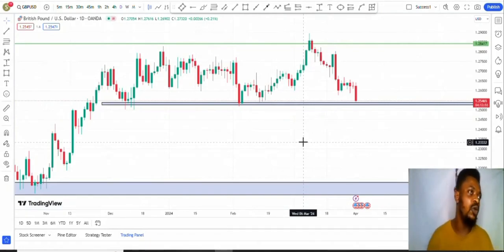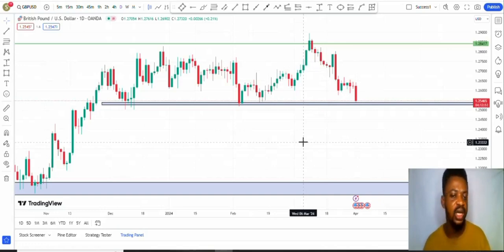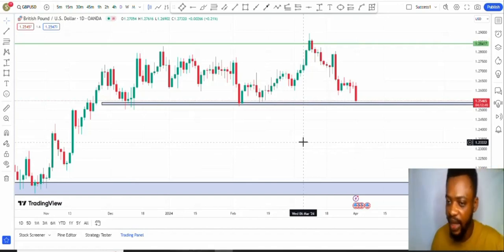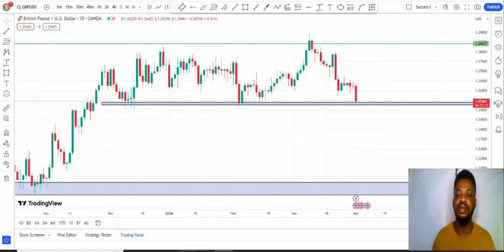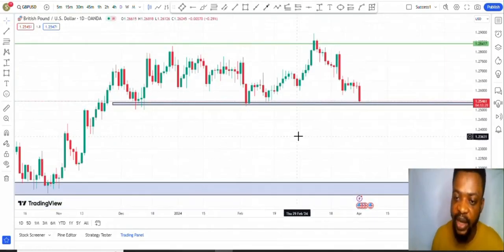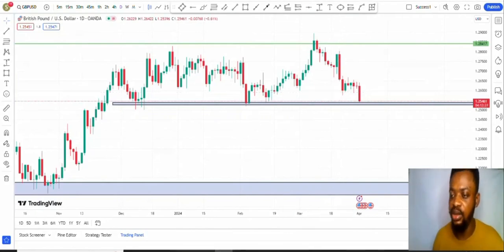I will always say this: your job as a trader is not to predict. Your job is to flow with the market. It's not to assume a direction for yourself and start going there. The market is your friend if you flow with it. If you're trying to show that you know more than the market, that's when the market is going to cut you to your size.